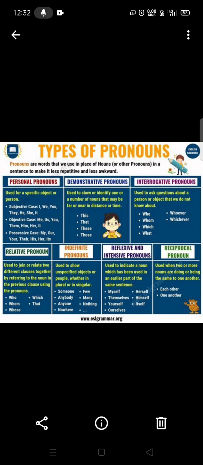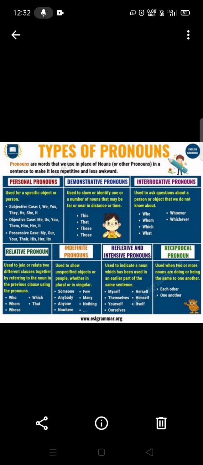So these are interrogative pronouns. They are called interrogative because they are used to interrogate, or they are used to question. Okay, so these are interrogative: who, whom, whose, which, what, etc. Okay, and the next type we have is relative pronouns.